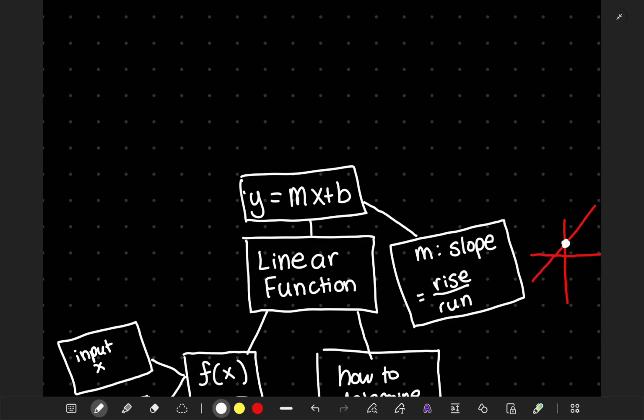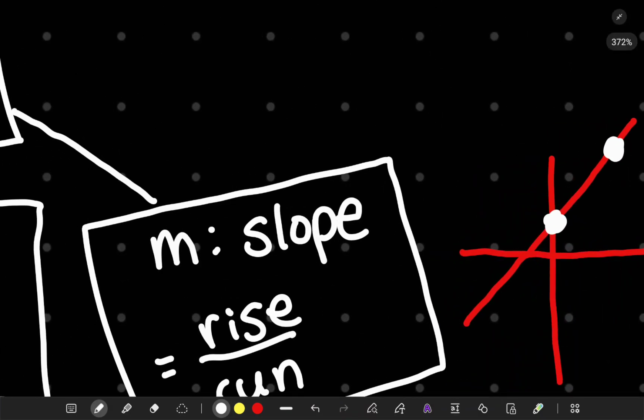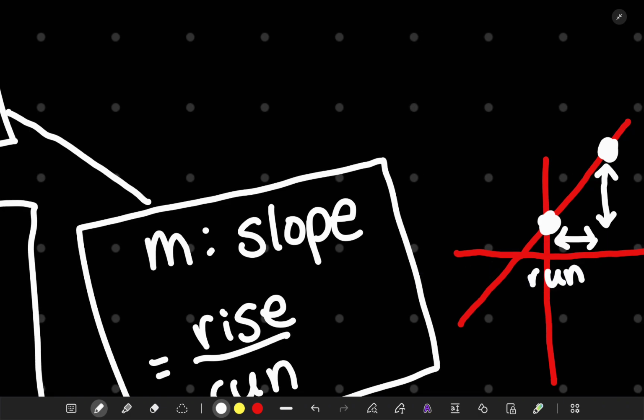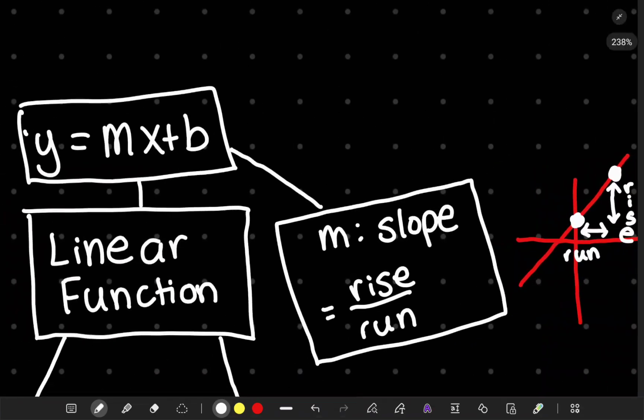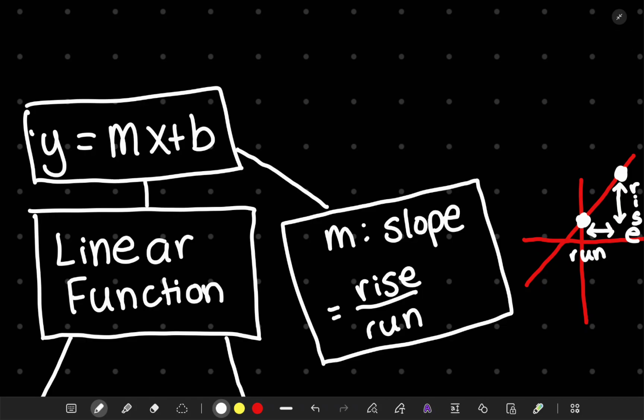I have 2 points like this from A to B. And what it's going to do is it's going to rise. So that means it's going to go straight up and down like this. And then it's going to go run from left to right. So I'm going to say that this is run. And then this one right here is rise. That's defining a slope: rise over run. Rise is the y, run is the x.